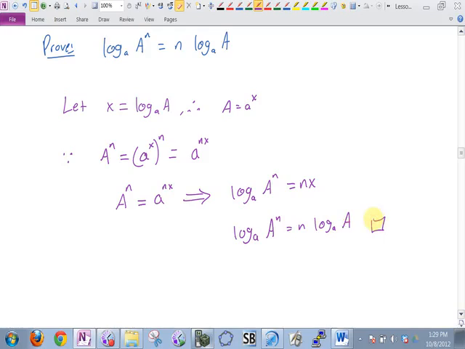So why does this log rule that allows me to bring an exponent from inside the log down as a constant multiple outside work? It all boils down to that exponent rule that when you raise a power to a power, you multiply the exponents. You multiply the two exponents, n and then log base a of A, which is the exponent of a. Okay?